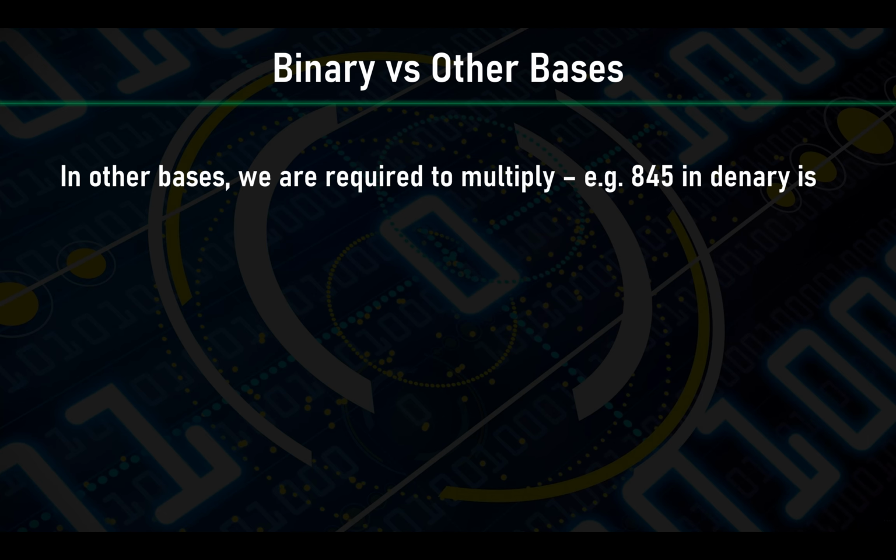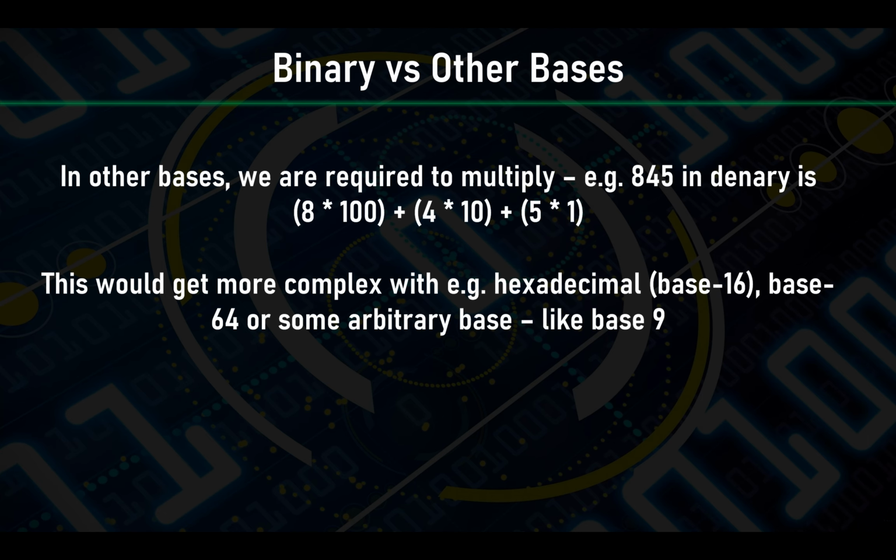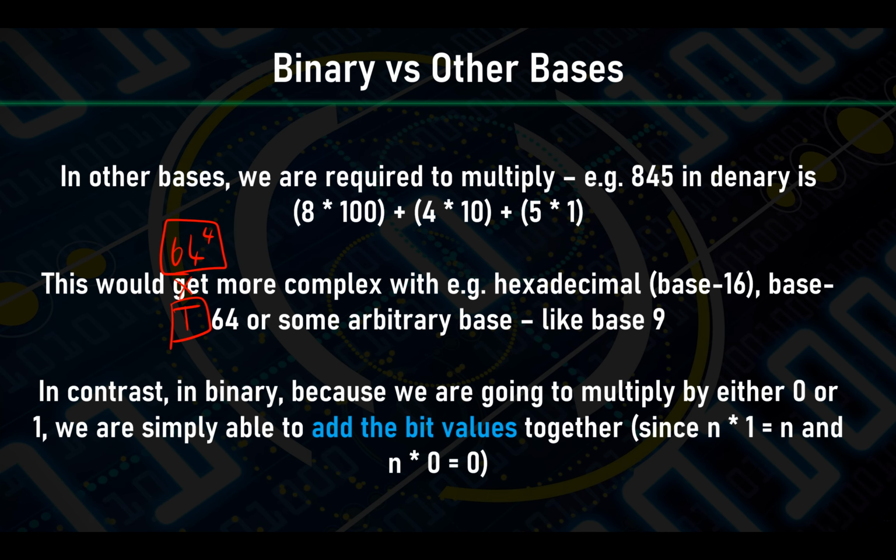So in other bases, like we said, we're required to multiply. I think we've looked at this already. This is more complex with hexadecimal base 16, or base 64, or some other arbitrary base like base 9. Let's say you have the position 64 to the power of 4, and you want, for example, t of those. That's going to be quite complex, because you've got to think, what is t, and also what is 64 to the power of 4. So obviously the bigger the base, the more complex it gets, although for computers it doesn't really matter, since computers are pretty good at calculations.